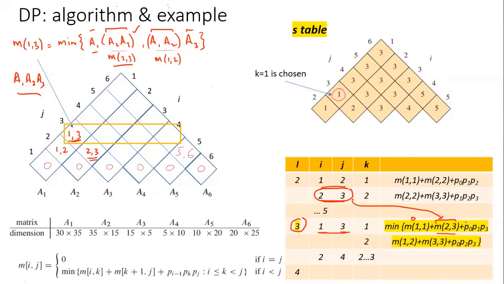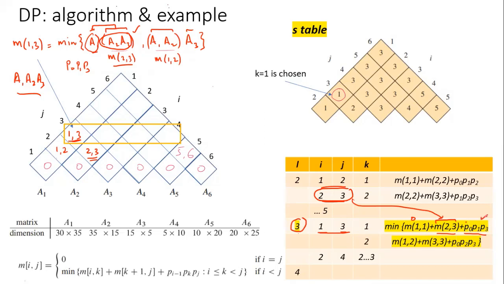And then we're going to also figure out what's the cost of multiplying M23 with A1. And that is where P0, P1, P3 comes in. Now notice that it's not P0, P1, it's not contiguous, it's P0, P1, P3. That corresponds to P0, P1, P3 to multiply this matrix with the result of these two matrices.